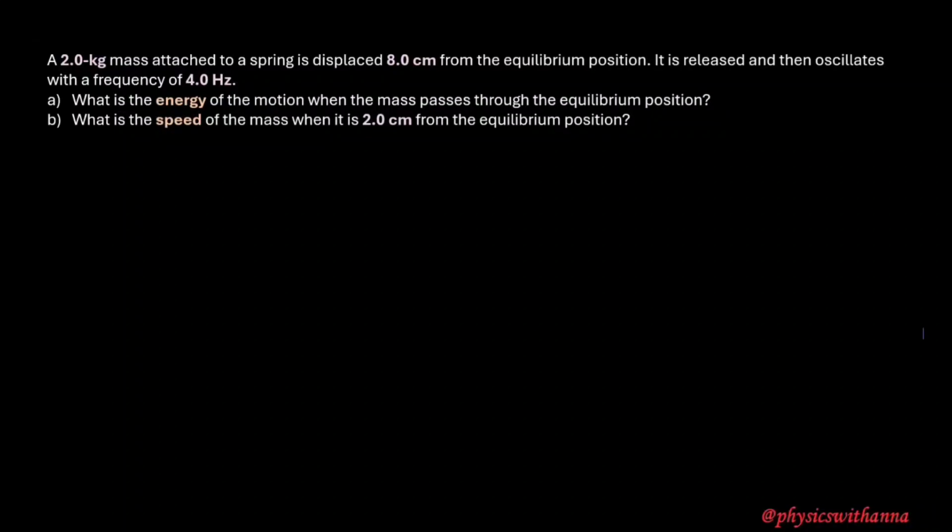In this video, we are going to discuss how to calculate energy in simple harmonic oscillations for an oscillating spring. Here you have a 2 kilogram mass attached to a spring and displaced 8 centimeter from the equilibrium position. It is then released and oscillates with a frequency of 4 Hz.